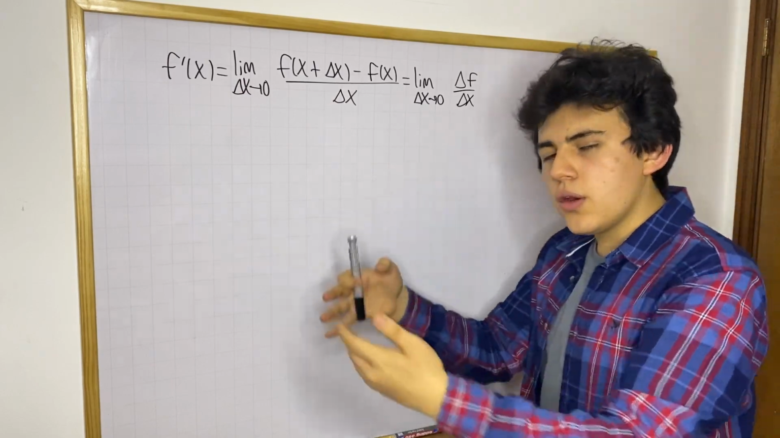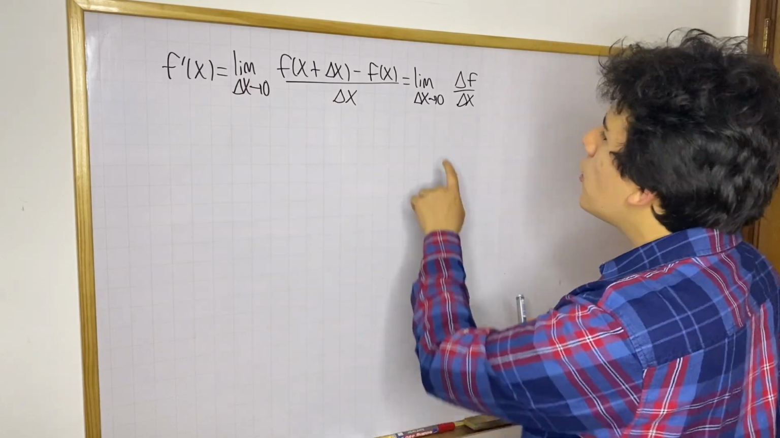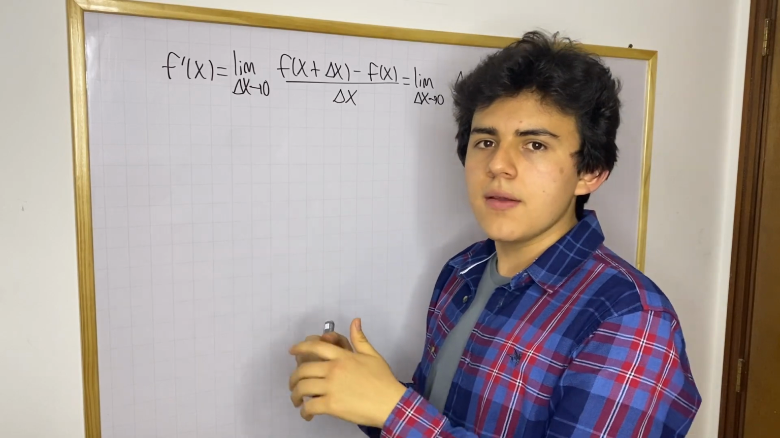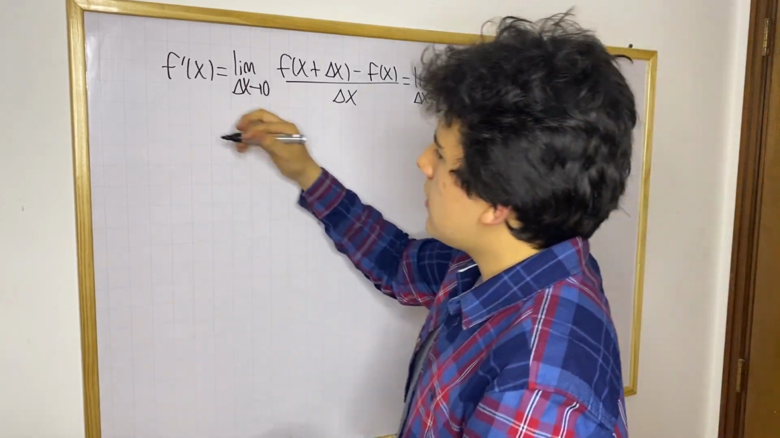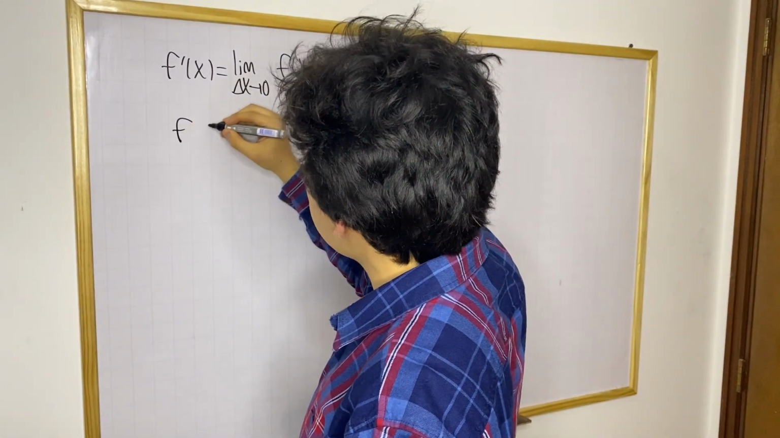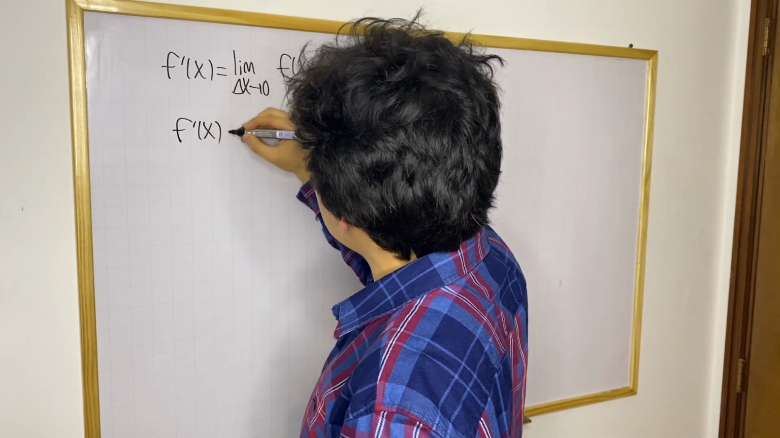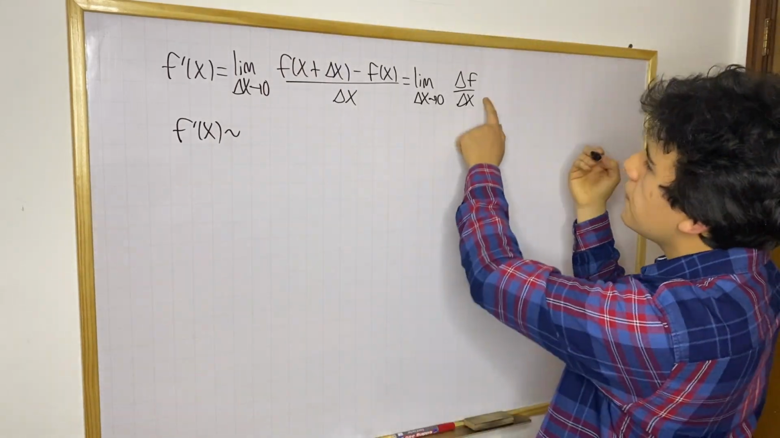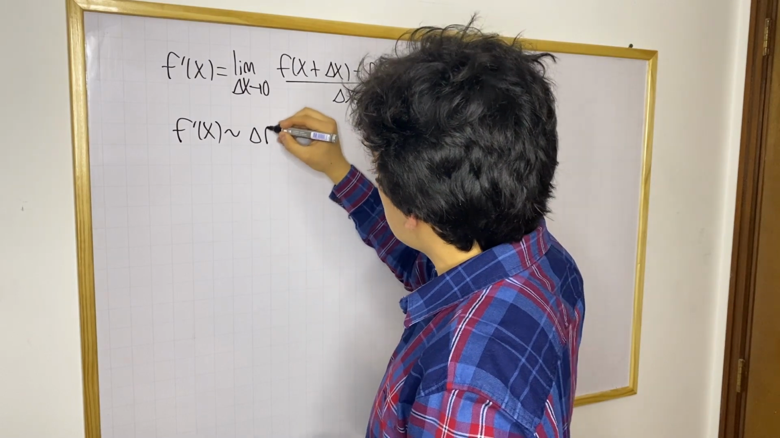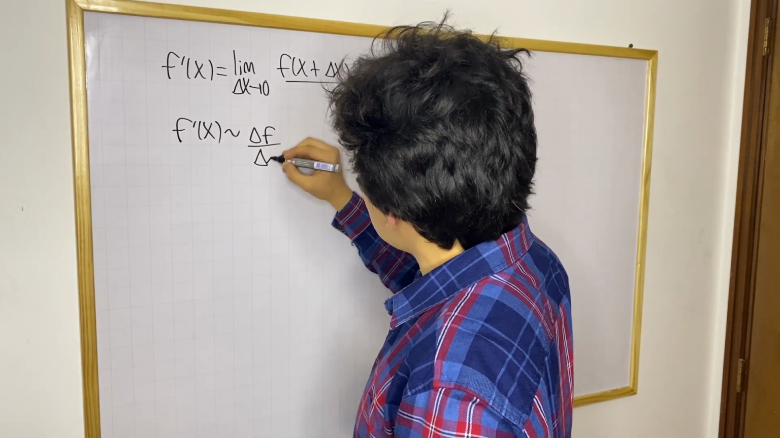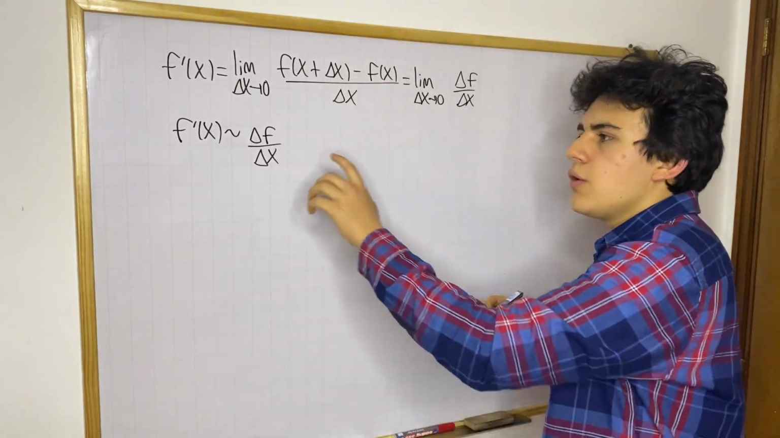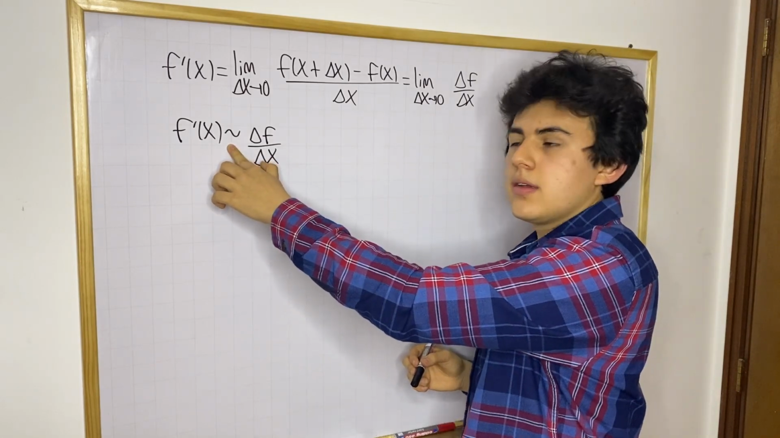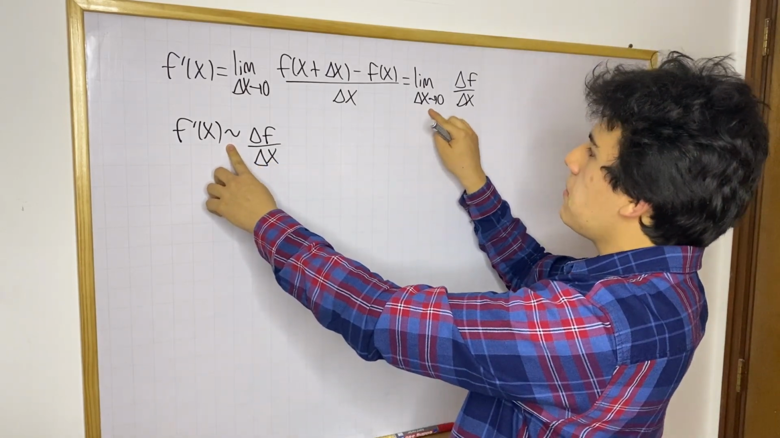And to get to the notion of a linear approximation, we need to remove the limit notion, okay? Because we're going to say that the derivative of any function, f, is going to be approximately equal to the change in f over the change in x, okay? Now, see that I didn't write equals because we removed the limit, okay?